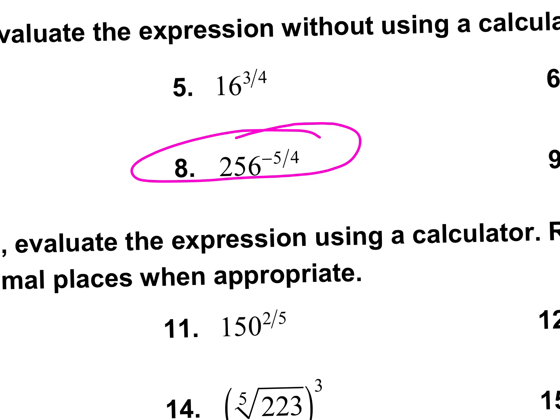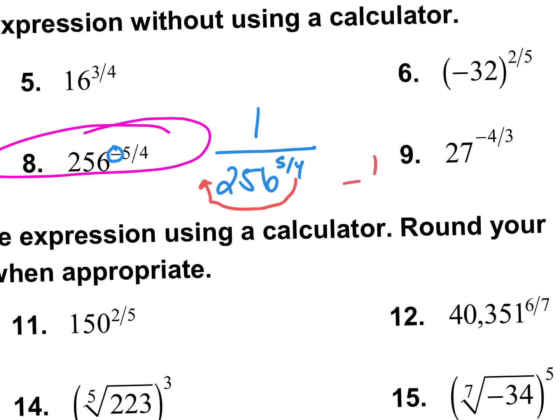Okay. I know you guys don't know how to articulate it, but you know what it's trying to say. What's going on here? Okay, we need to write it as 1 over 256 to the 5/4. Good. Now, what does to the 5/4 power mean? Remember, guys, what does this fourth do? It becomes the index. So I have 1 over the 4th root of 256 to the 5th power, right?